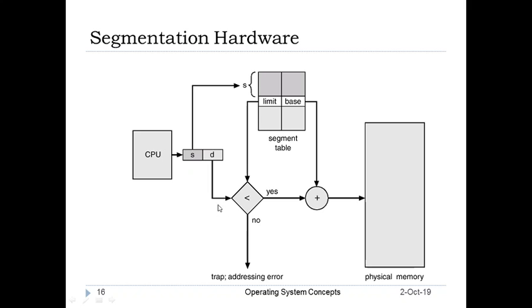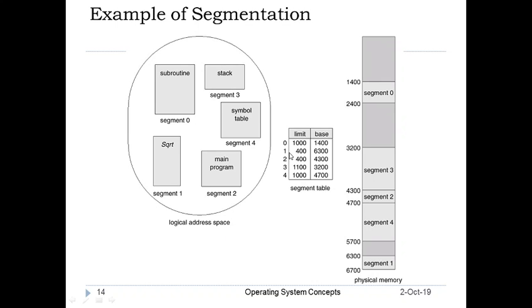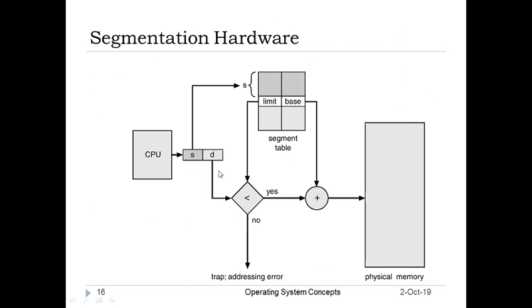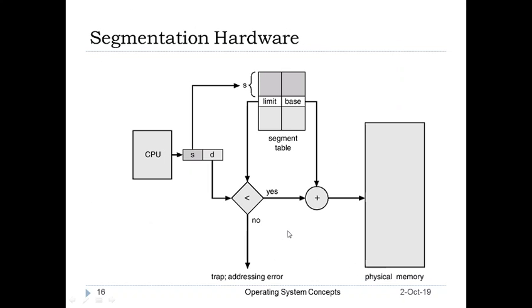Suppose for this example my segment number is 1, and suppose my offset is 400. So here I will check, of course 400 is greater than 0, it is okay, but what is the limit of the third segment? It is 1100. So as 400 is less than 1100, it is valid or legal, and so we can add it to the base, and then we can find out the particular physical memory address. So this is how the address translation is done in segmentation.